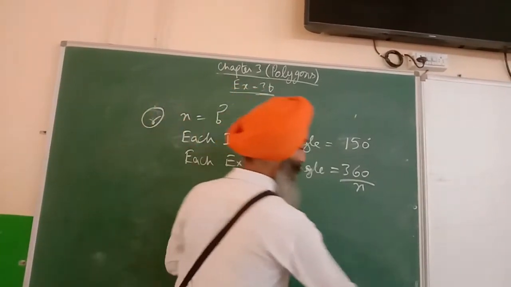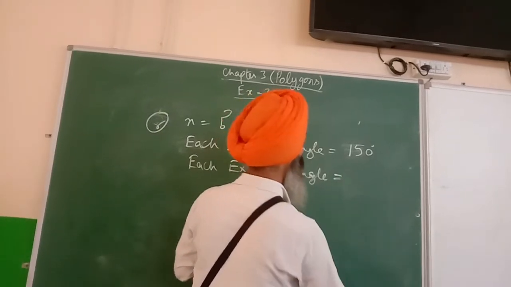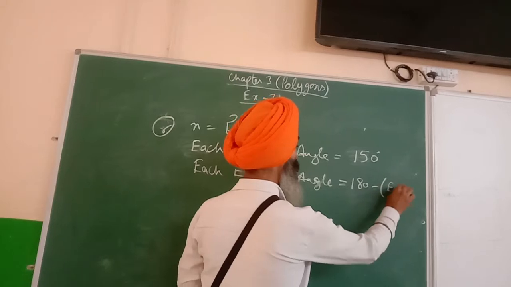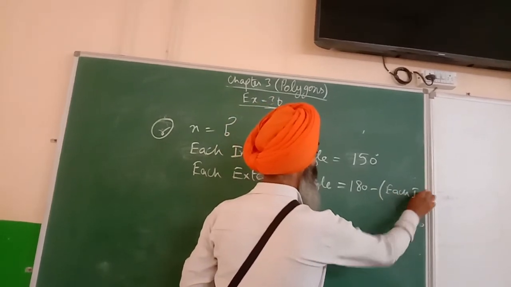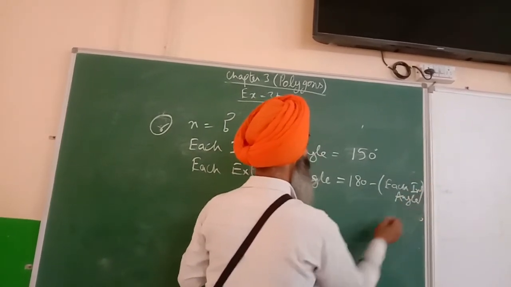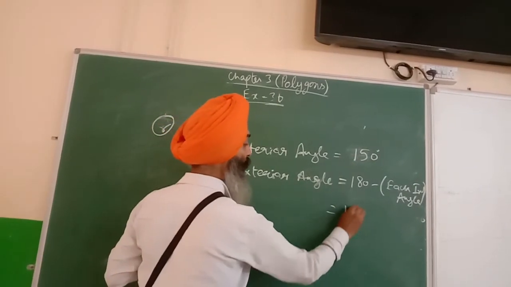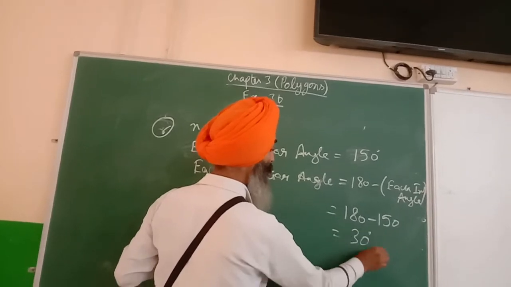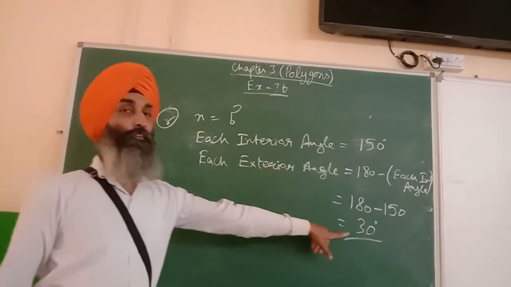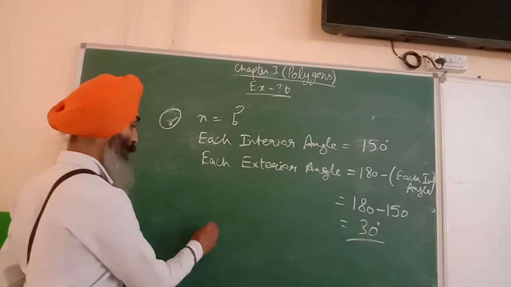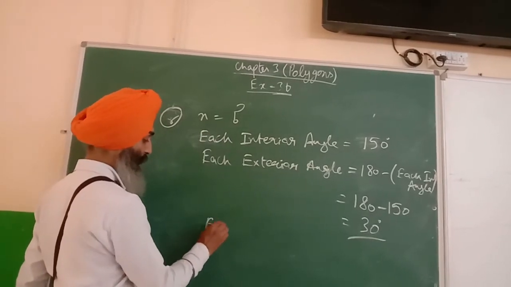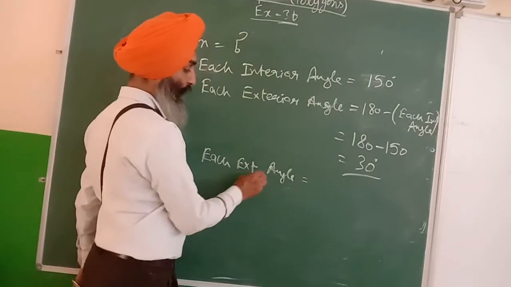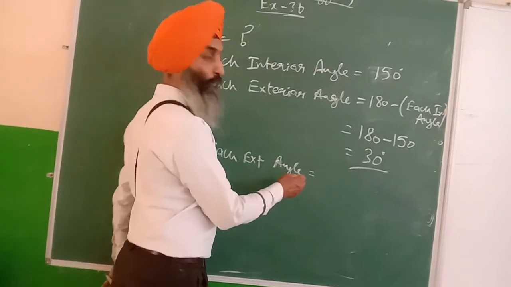Sorry, each exterior angle is 180 minus the interior angle. The interior angle is given as 150. So that is 30 degrees. It means each exterior angle is 30 degrees. Now apply the formula for each exterior angle to find the value of n.